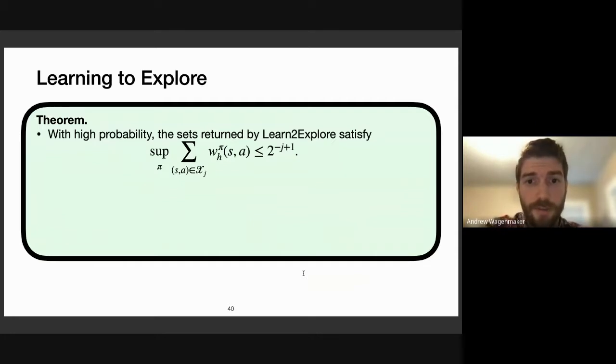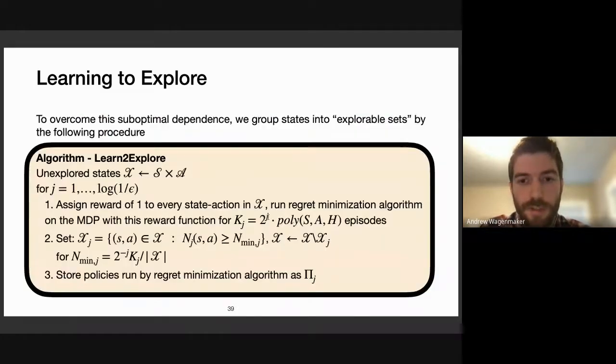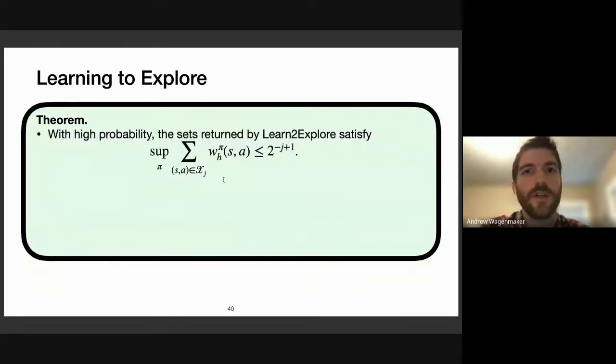Basically, with high probability, the sets returned by learn to explore xj satisfy this. Basically, the reachability of this set, right? So the sum over all SA and xj for the sort of policy that reaches this best is 2 to the negative j. So by running essentially for 2 to the j samples, we can guarantee that these sets are going to contain harder and harder to reach states, which makes sense, right? If you run more, you would expect to reach these states more. And so if we're not reaching them early on, that means they're hard to reach.